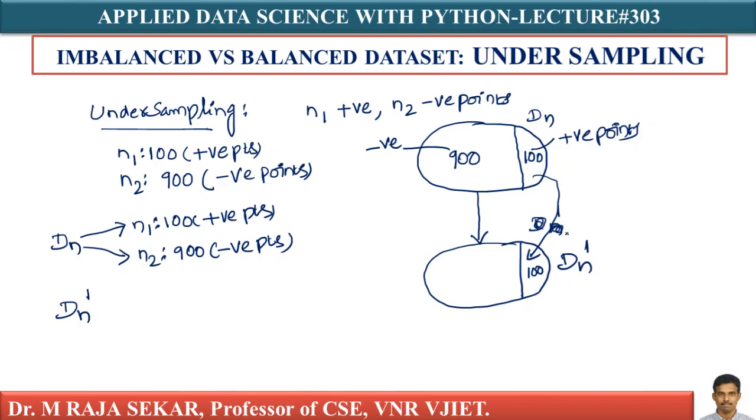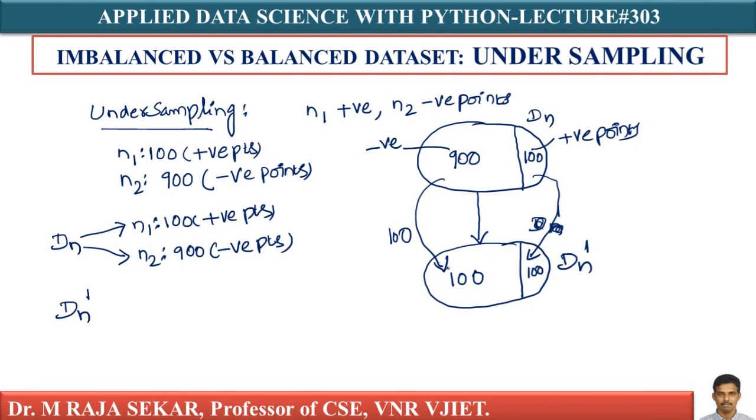I will randomly sample 100 negative points. From this, I will pick only 100 negative points, isn't it? Therefore, in your Dn dash, you can have 100 positive points and 100 negative points. I will randomly sample 100 negative points.